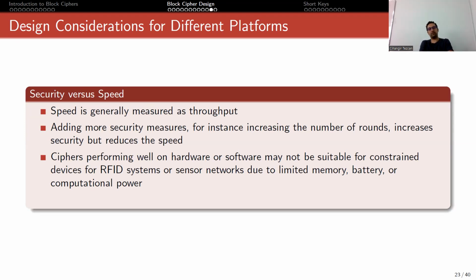And ciphers performing well on hardware or software may not be suitable for constrained devices, for RFID systems or sensor networks, due to limited memory, battery, or computational power. Hence, we also need lightweight ciphers. So this is the thing. Nowadays, especially in IoT, you will see academic papers saying that modern ciphers are too huge to fit inside these small devices. So in the introduction, they say that for limited devices, with limited memory, CPU power, battery, and so on, we need small algorithms and so on.